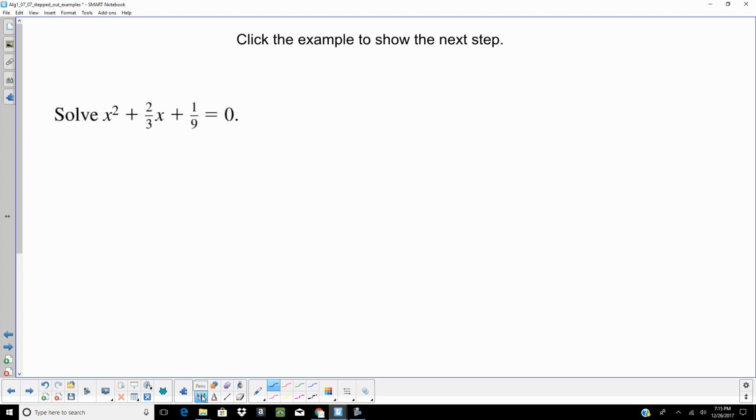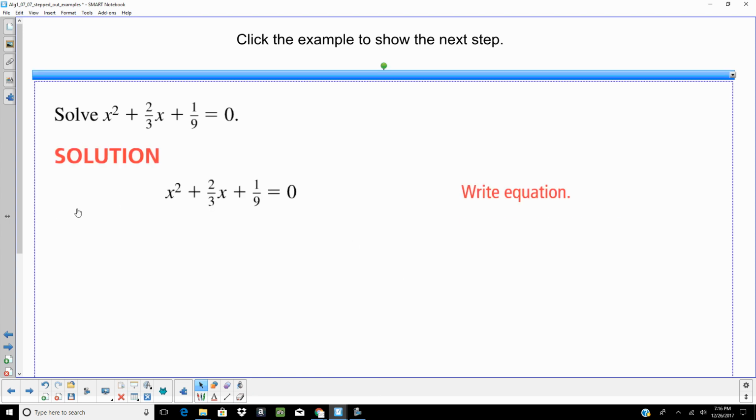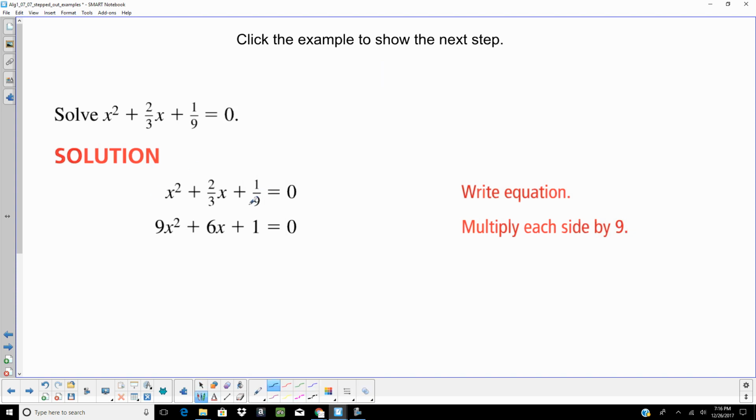we're going to solve x squared plus 2/3 x plus 1/9. Don't let the fractions intimidate you. You're better than a fraction. There's a way to get rid of those fractions. You look at your common denominator, it would be 9. So I'm going to multiply each term by 9.